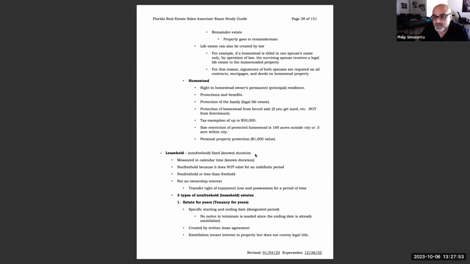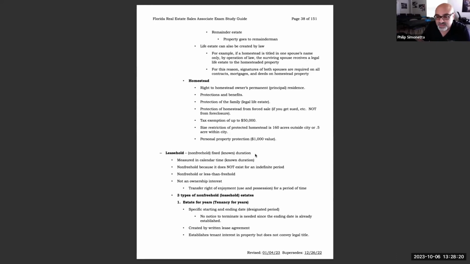Okay. The non-freehold or less than freehold is not an ownership interest. Basically what they're doing is transferring the right of enjoyment, which is the use and possession, for a period of time. The owner still owns it. The tenant becomes the leasehold for the period of time, right? So you have 3 types of non-freehold leasehold estates, right?